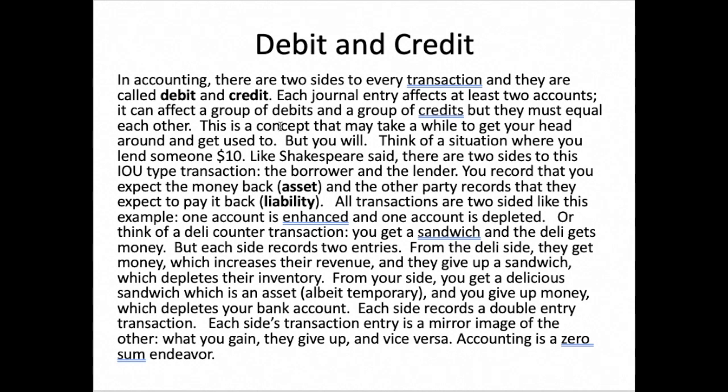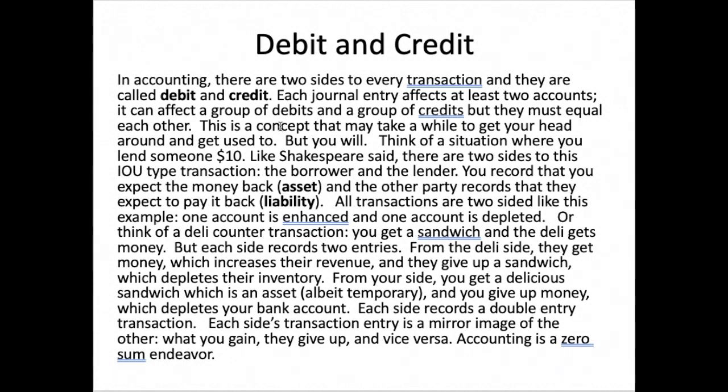In accounting, there's two sides to every transaction, right? And they're called the debit and credit. Each journal entry affects at least two accounts. It can affect a group of debits and a group of credits, but they must equal each other. The sum of all those debits must equal the group of credits. It has to balance, right? This is a concept that may take a while to get your head around, get used to, but you will, believe me.